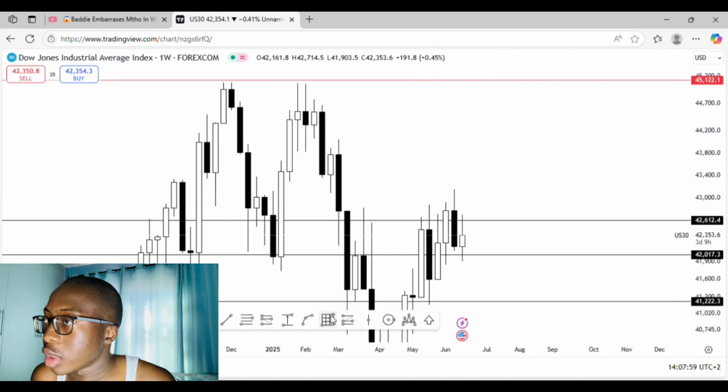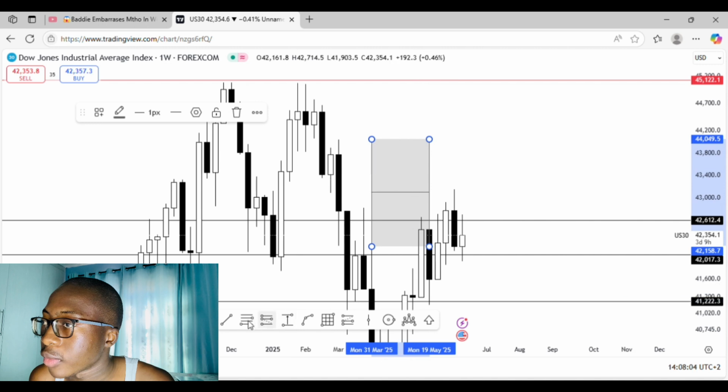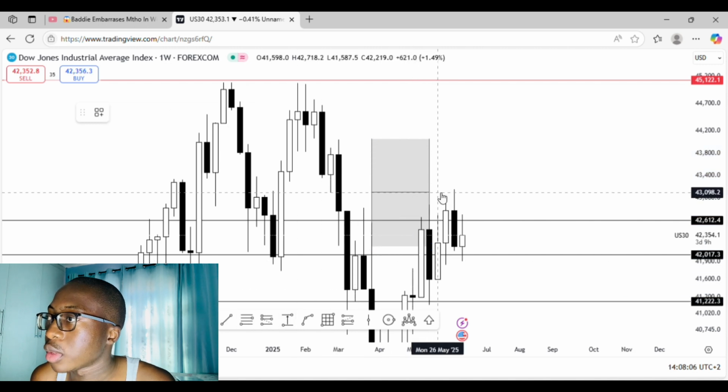So we just have to continue finding zones, obviously. We just have to continue finding zones there.